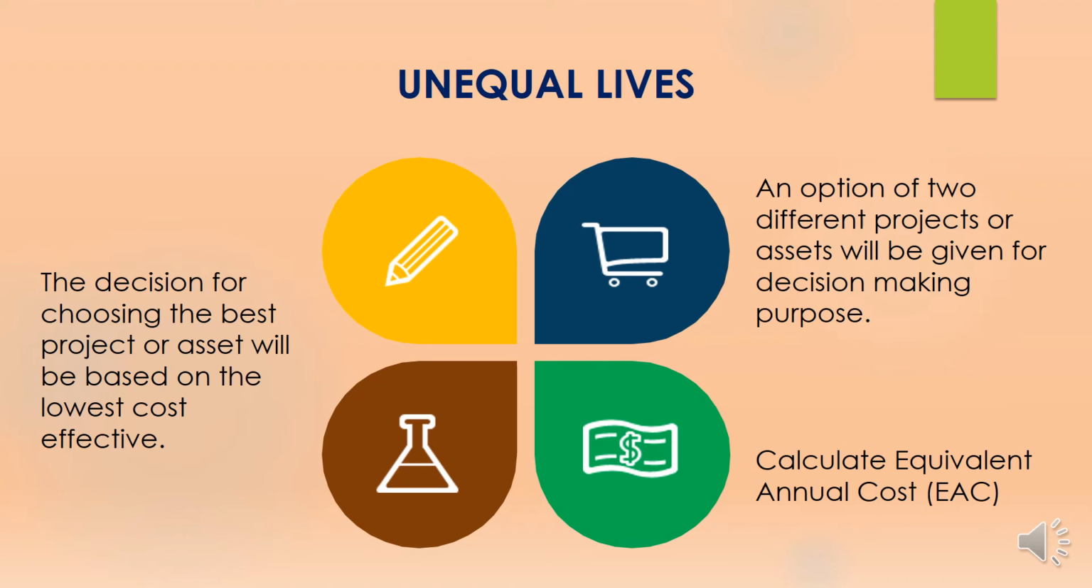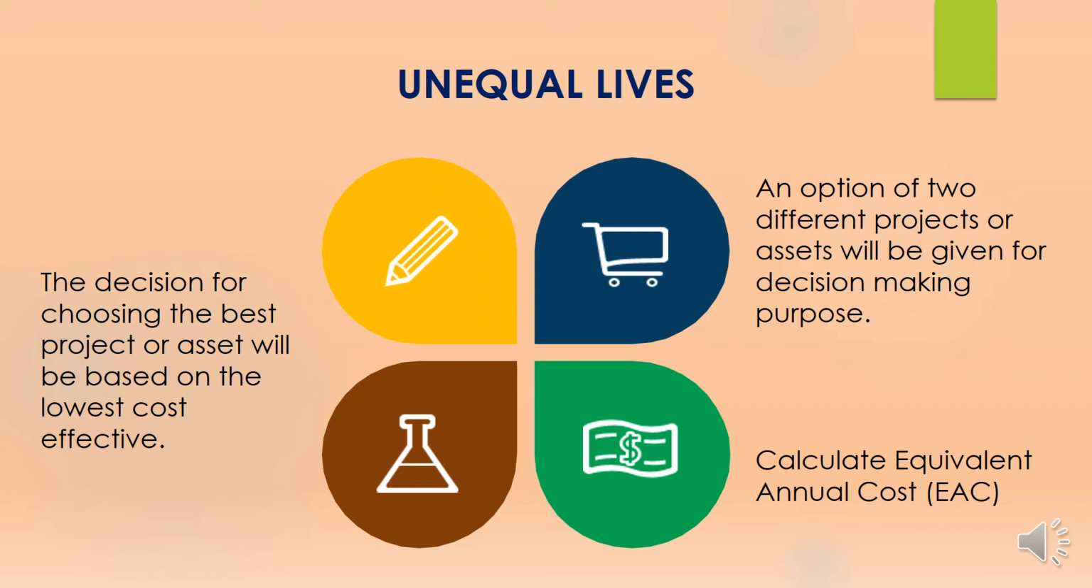What is unequal life? In unequal life equations, options of two different projects or assets will be given for decision-making purposes. What is a different project? The projects will be different in terms of the cost, the maturity period, and also the characteristics of the two projects. Because the two projects are different, it is compulsory for a company to come up with a decision by choosing the best project or asset.